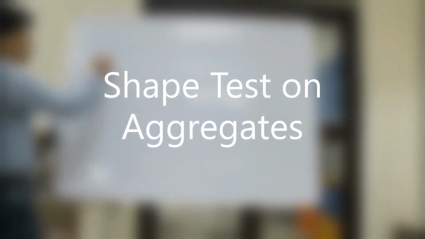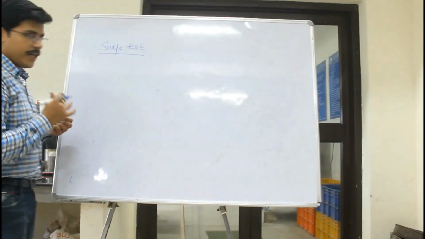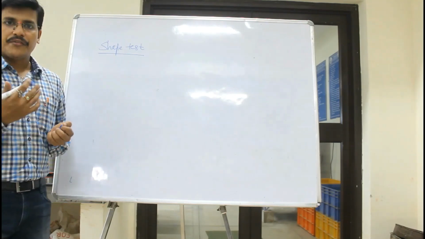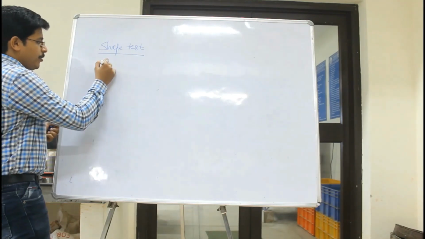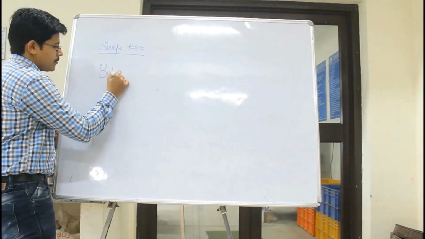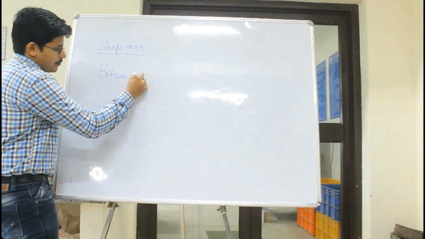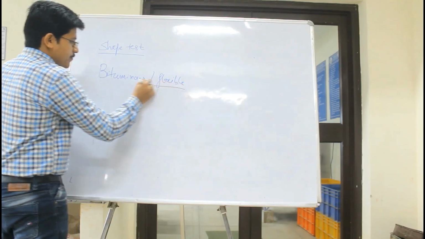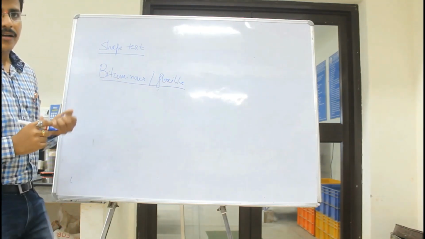So we'll see now the shape test. Now the aggregate shape plays a very important role in load transfer characteristics. We see a bituminous mix, right? In the bituminous pavements or flexible pavements, the load transfer mainly happens through aggregate interlocking.